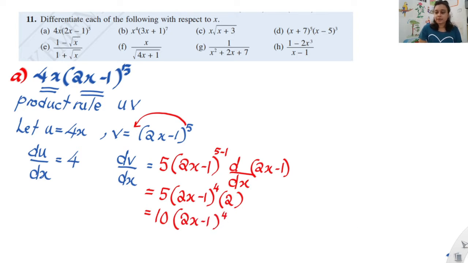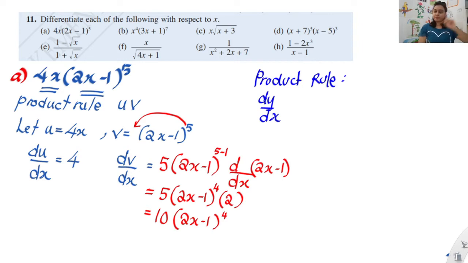Now let's go back and fill in our formula. What's our formula, if you still remember? The product rule. The formula is, you want to find dy/dx. If you remember, I told you to use the butterfly method.